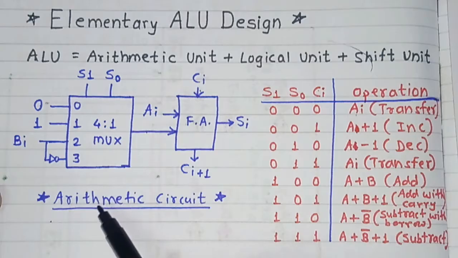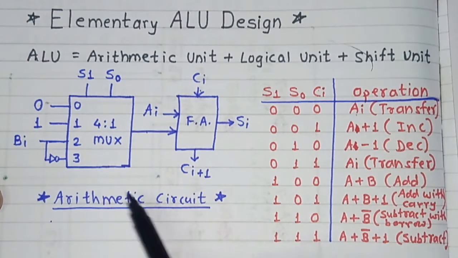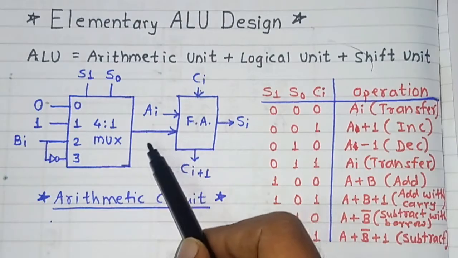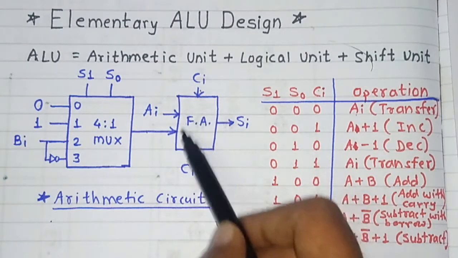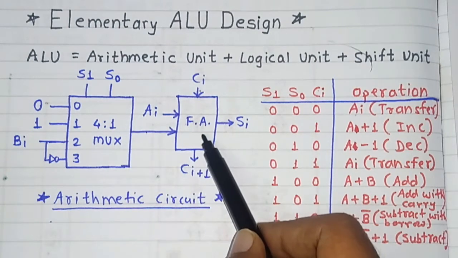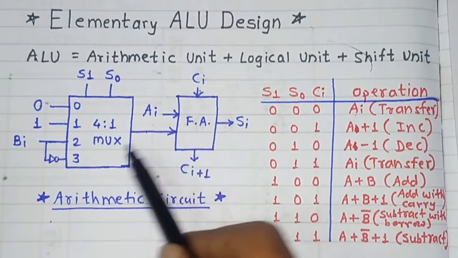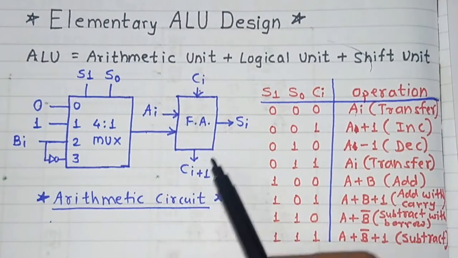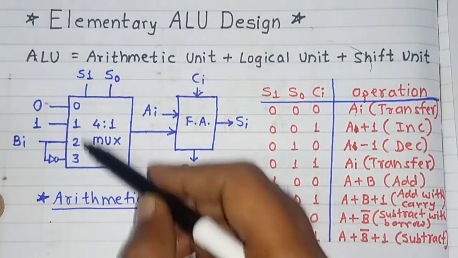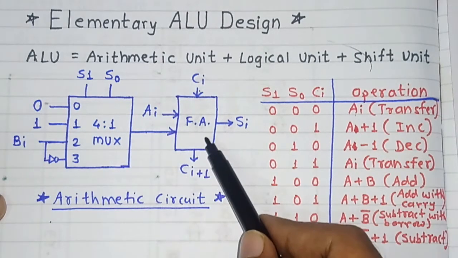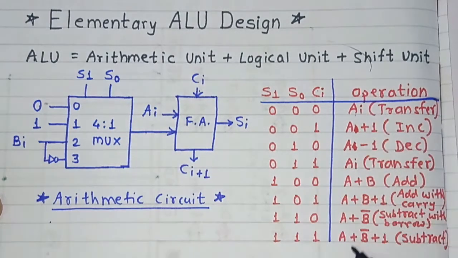To perform arithmetic operations we are using a 4:1 mux along with a full adder. We know what a multiplexer and a full adder are. If you don't know the multiplexer and full adder, then you can see my previous videos. By using this 4:1 multiplexer and full adder, we are going to perform these operations.